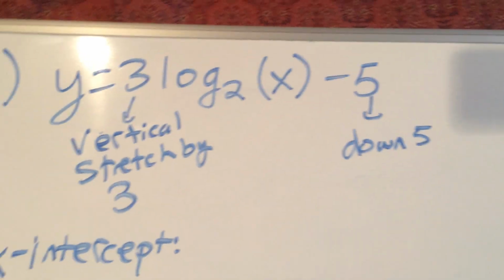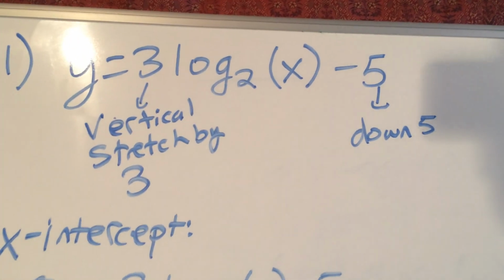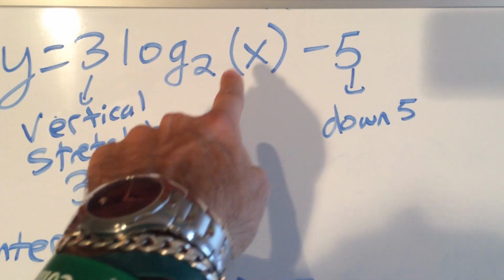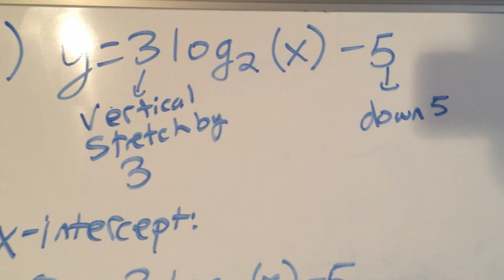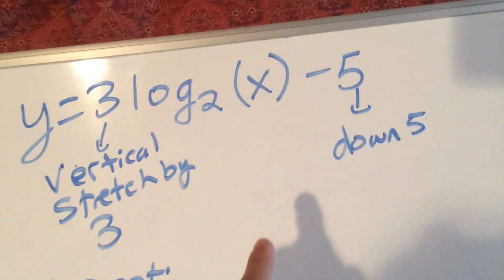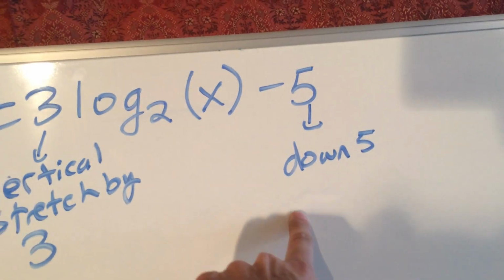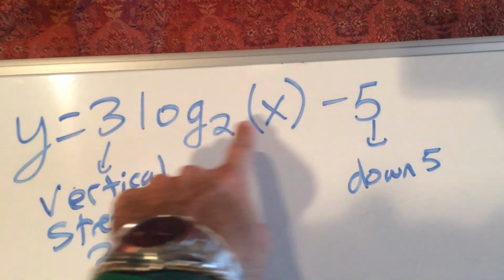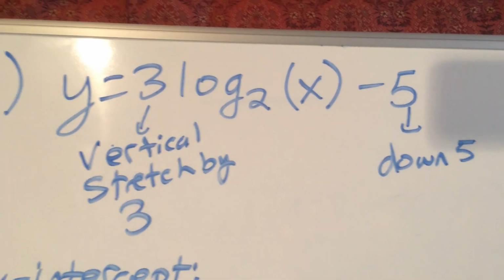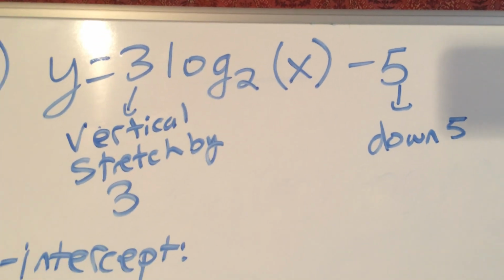All right, guys, had a request for problem number 1 on the back of the homework, which is due on Monday. It says y equals 3 log base 2 of x minus 5. First thing I'm going to do is identify the transformations. This is outside, so it must be down by 5. This is also outside the argument, so this is a vertical stretch by 3. Remember, anything outside the argument is vertical.